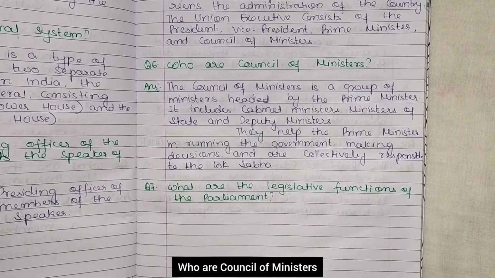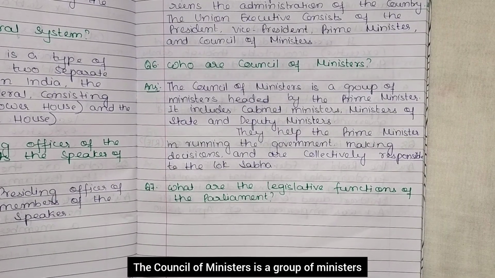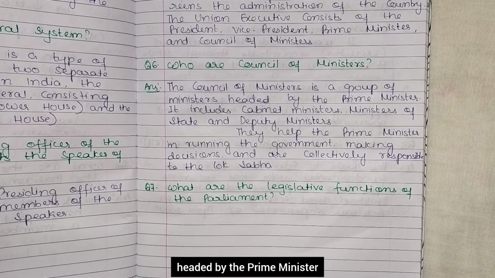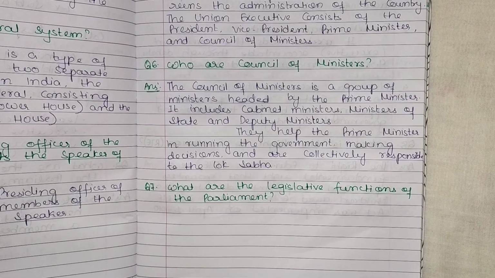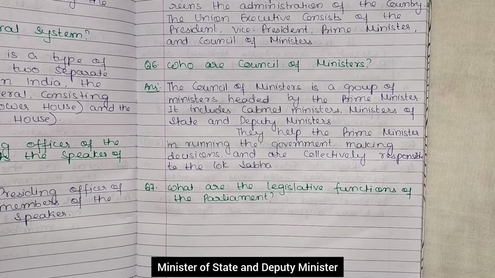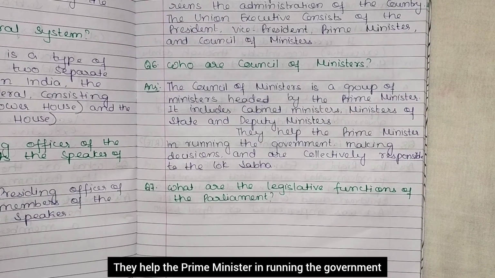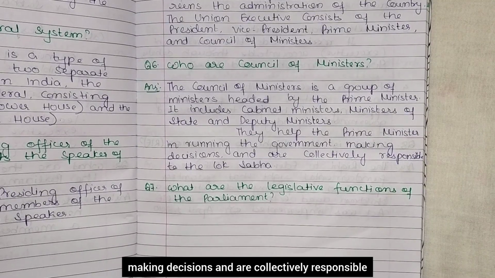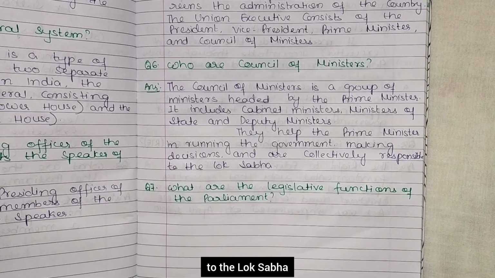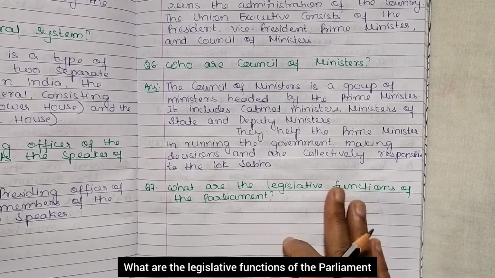Who are the council of ministers? The council of ministers is a group of ministers headed by the prime minister. It includes cabinet ministers, ministers of state and deputy ministers. They help the prime minister in running the government, making decisions, and are collectively responsible to the Lok Sabha. Next, what are the legislative functions of the parliament?